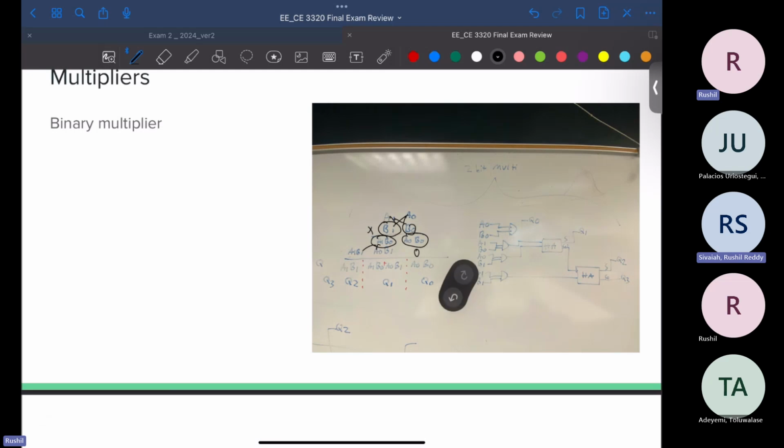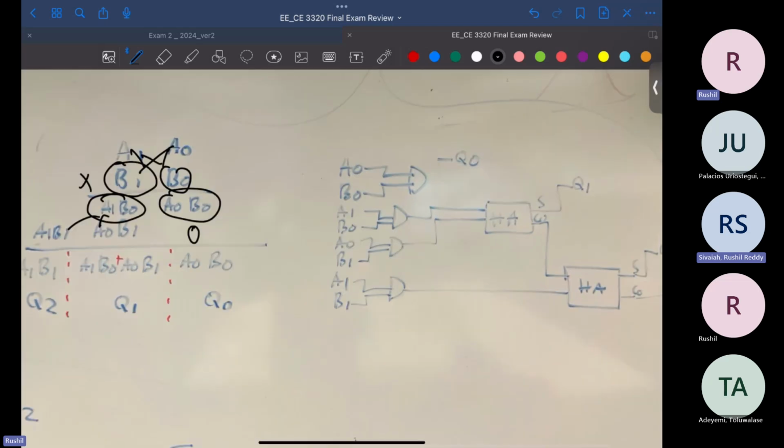Addition translated to AND and OR gates directly. One more time. So the AND and OR operations translated to AND and OR gates directly. Not necessarily. You can convert them over, but you have to follow a certain process. And then here we use the half adders. You use full adders too, I guess.